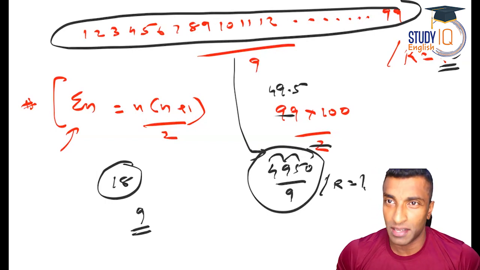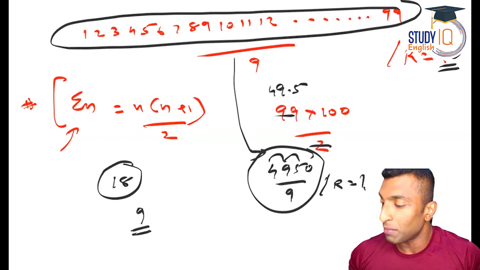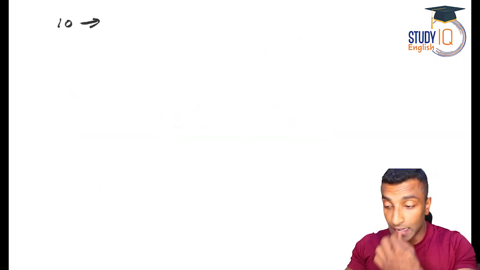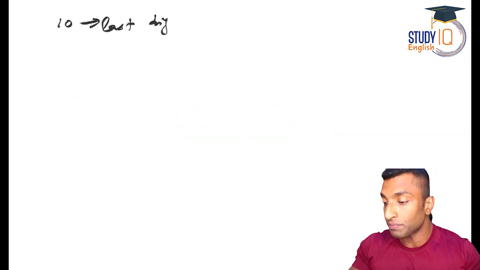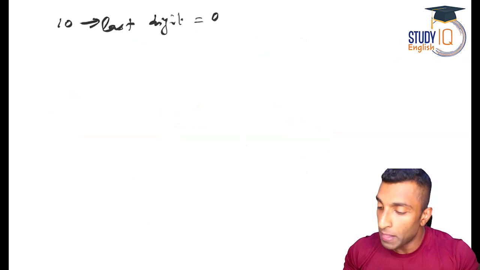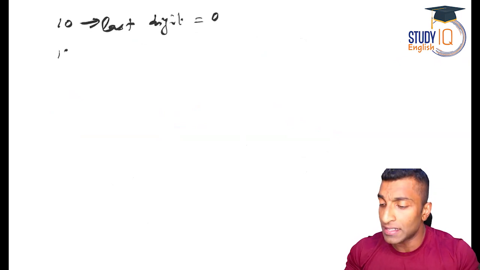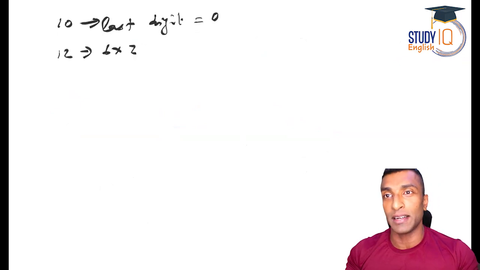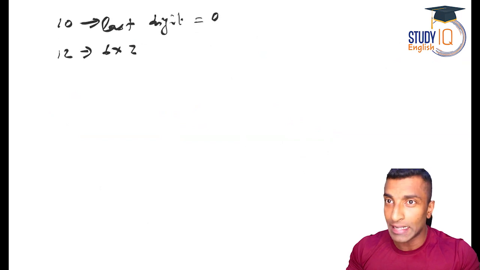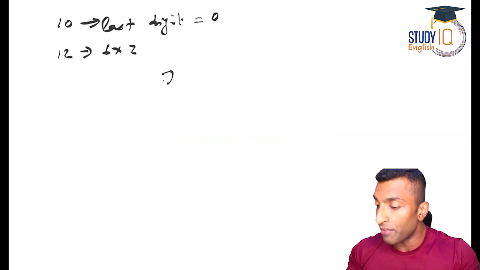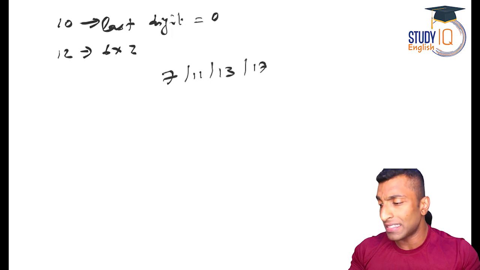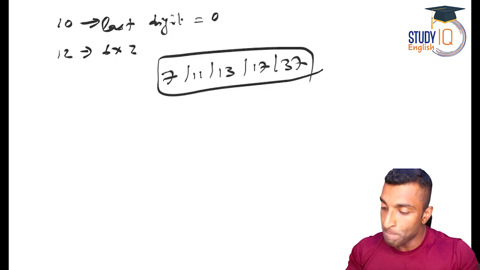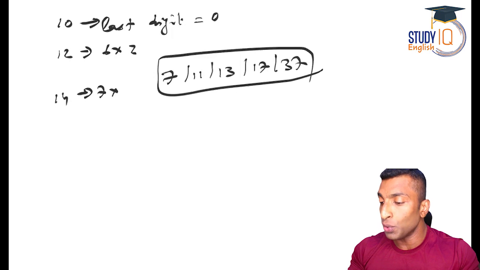Guys, I'll come to this in more detail, but let's talk about the divisibility rules completely. What about the divisibility of 10? It is the last digit. It should be 0. Okay. And then 11, I said I'll discuss. 12, it is nothing but 6 and 2. It should be divisible by 6, and it should be divisible by 2. 13, I said I'll discuss. So 7, 11, 13, 17, 37, these things are connected, so I'll discuss. 14 is nothing but 7 and 2. 15 is 3 and 5.